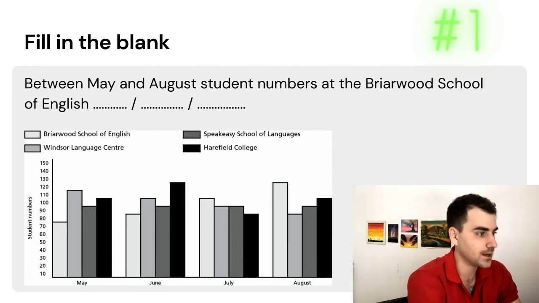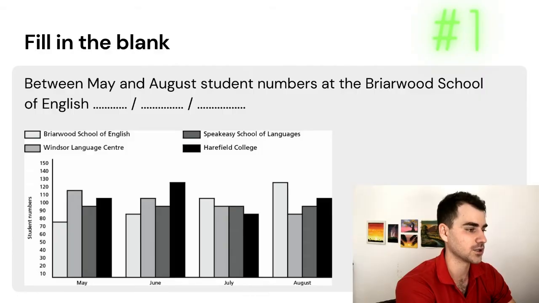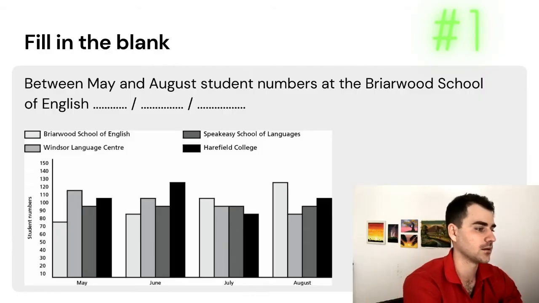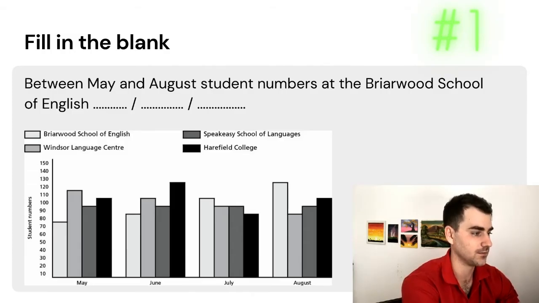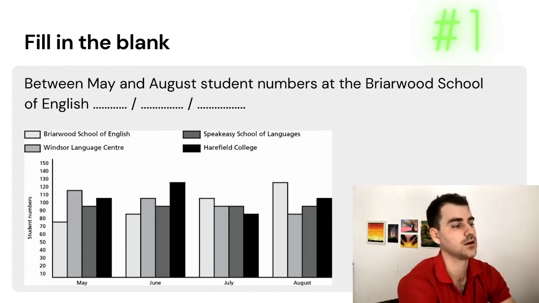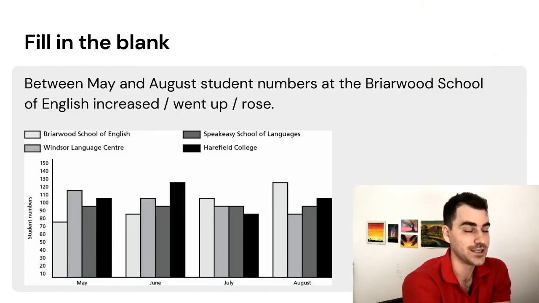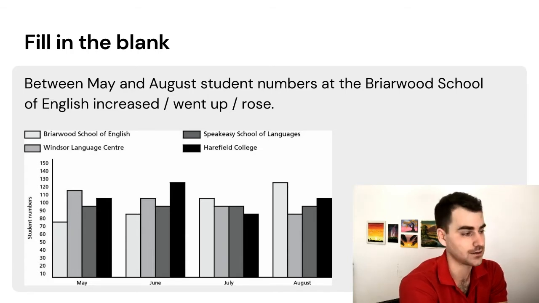Okay, it says between May and August, student numbers at the Briarwood School of English. Now, Briarwood is the first column, the lightest color. We can use three different verbs here. So, do you know the answer? We can use increased, rose, or went up. Okay. This is past tense. Okay. Past simple.